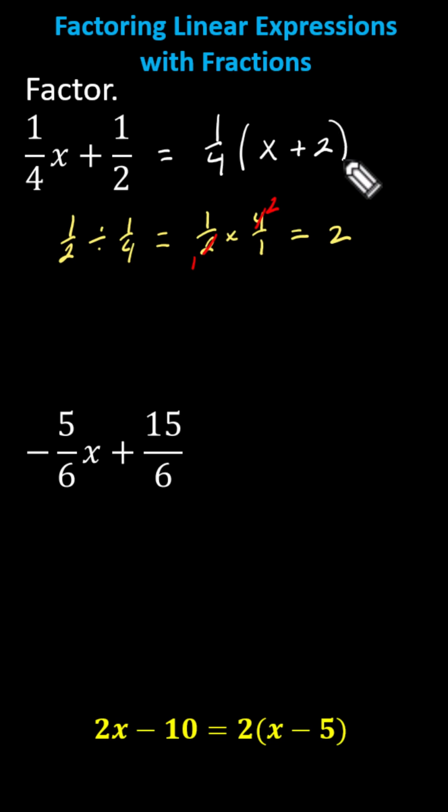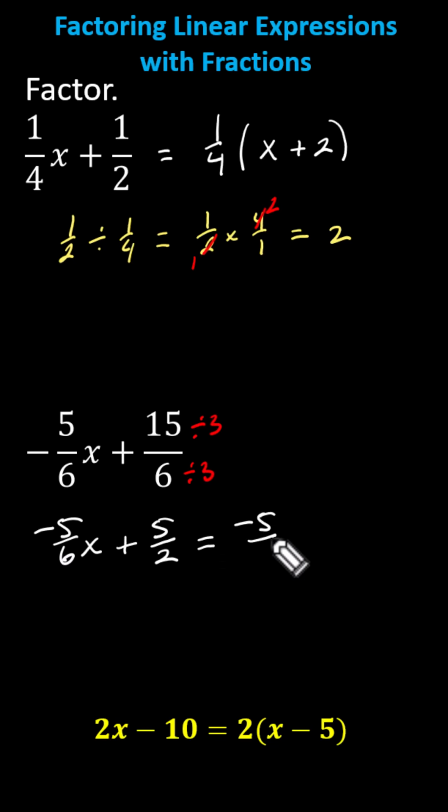For the second example, again, there are no variable common factors, and therefore to eliminate the fractions inside the parentheses, we factor out the coefficient of x of negative 5/6. However, in this case, notice we can simplify 15/6 for factoring. And let's go ahead and do that. 15 and 6 share a common factor of 3. Let's write the original expression as negative 5/6x plus 5/2. And now we'll factor out the coefficient of negative 5/6.